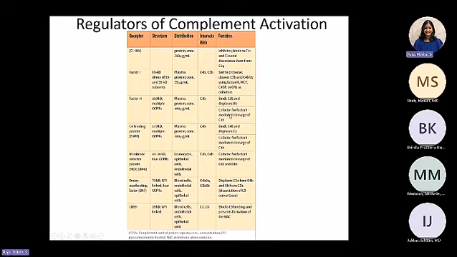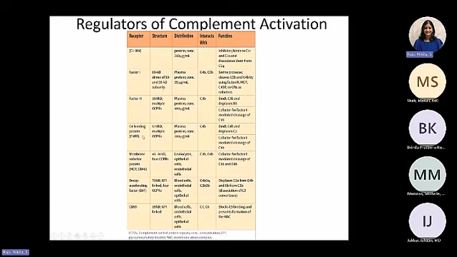Factor H is a cofactor for factor I. Factor I is the one that is a serine protease that cleaves C3b and C4b. So C4b and C3b are trying to make a complement activation and formation of membrane attack complex. But if factor I gets activated, it will cleave these so that the complement activation is stopped. That's the function of factor I. Factor H is a cofactor for factor I.